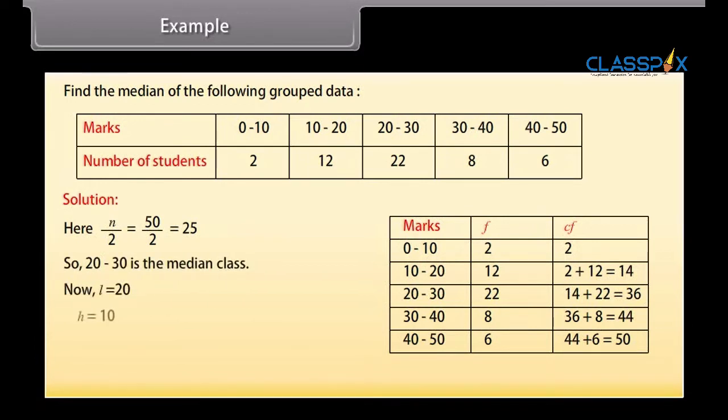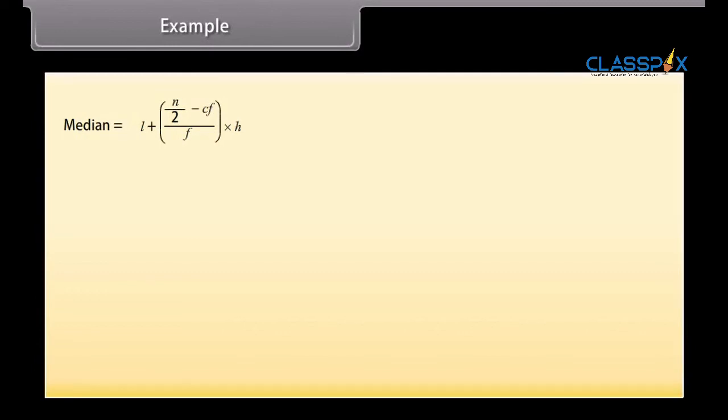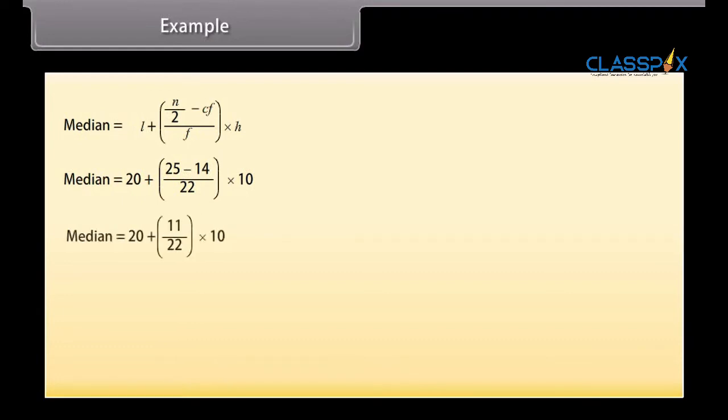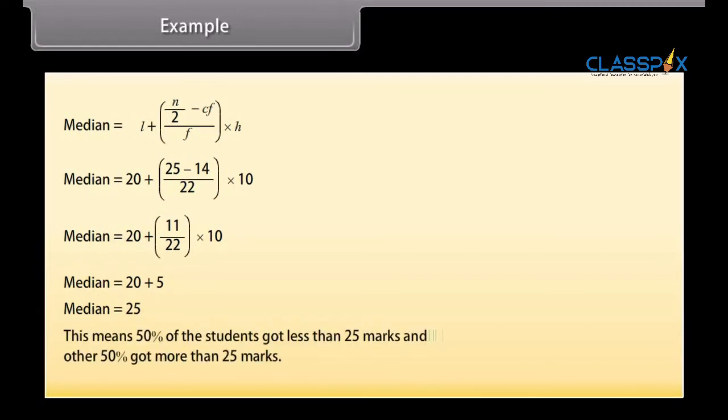Now, L is 20, h is 10, CF is 14, f is 22. And then we calculate the median using the formula given below: L plus n by 2 minus CF, divided by f and multiplied by h. Median equals 20 plus (25 minus 14) by 22 into 10, which is 20 plus 11 by 22 into 10. Median is equal to 20 plus 5, which equals 25. This means 50% of the students got less than 25 marks and the other 50% got more than 25 marks.